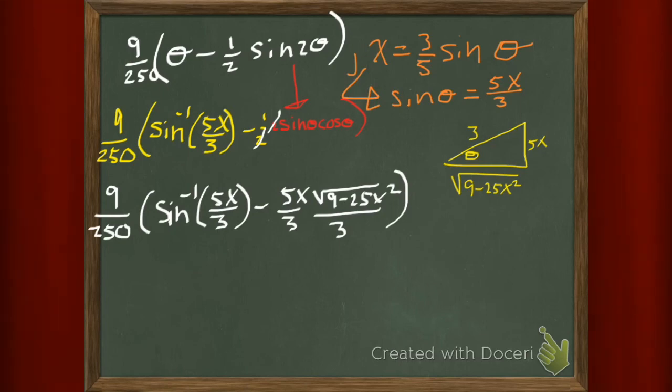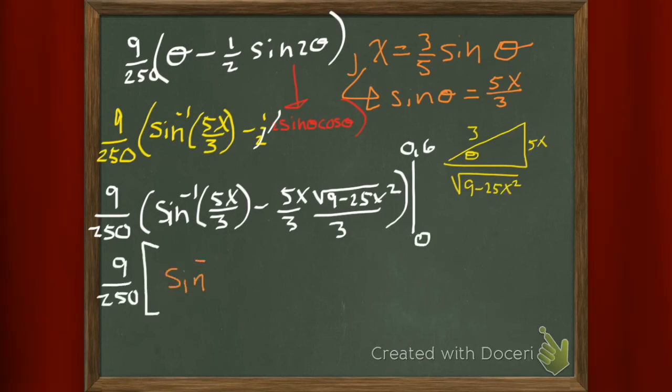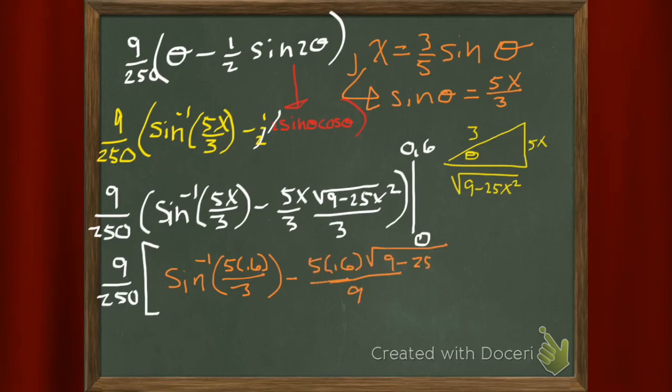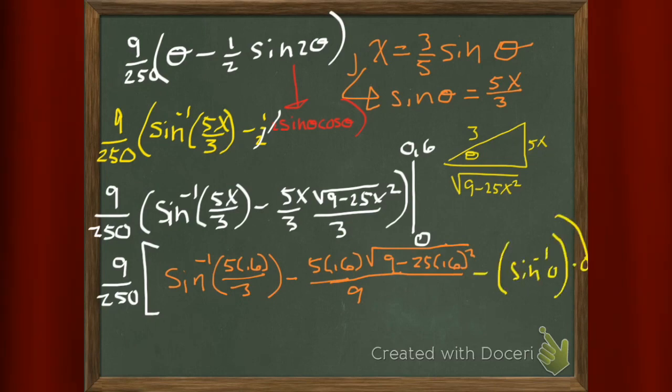Now, don't forget, this was a definite integral. We're going from 0 to 0.6. I'm doing upper minus lower. What's upper? 0.6. What's lower? I'm going to squeeze that in there.